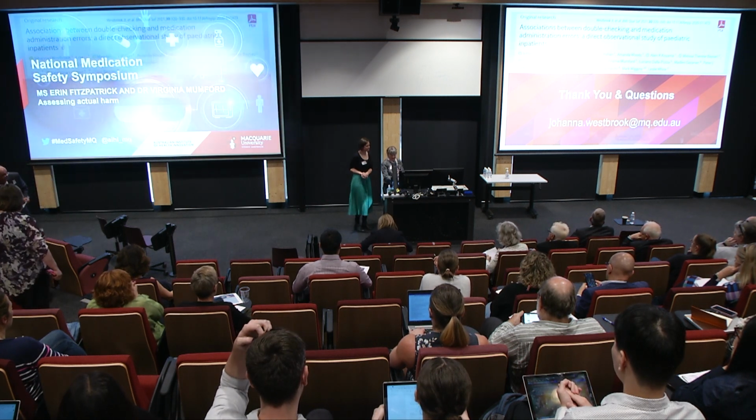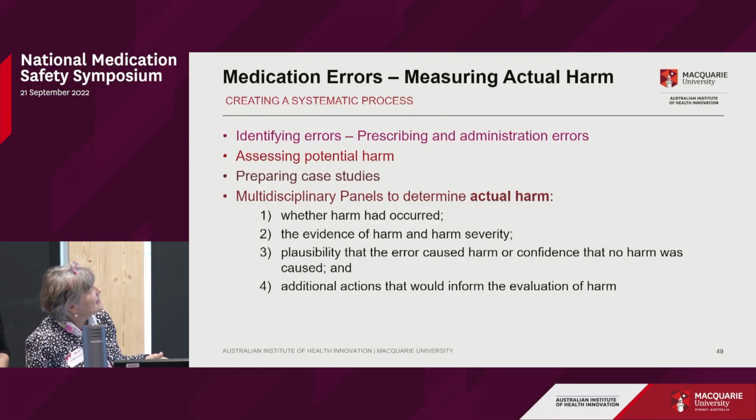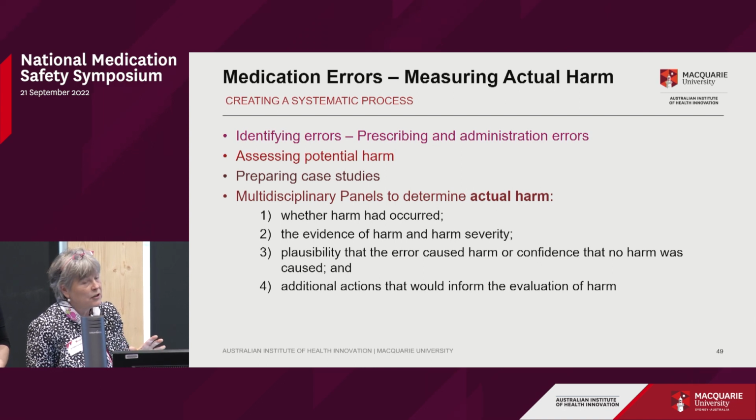Very much. We'll try the clicker. So this is where we take you to the pointy end. We've heard a lot about potential harm, and we're now going to take you through how we designed a process to actually measure actual harm in patients. It was very long and tortuous. We're going to go through the steps in the process in terms of identifying errors, assessing potential harm, which Joanna's touched on and Magda's also done in terms of the administration errors, and then go through how we prepared case studies and the actual multidisciplinary panels we convened to measure actual harm. But first of all, Erin's going to take you through the initial steps of that process.